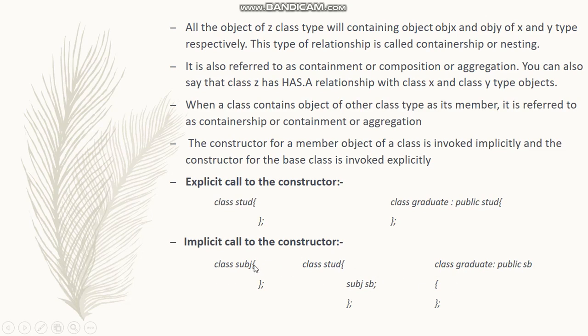So we have created the subject class object in the student class. STUD is for the student. There I have created an object, and that has been called over here in the education class. So this is how you can call the explicit and implicit constructor.